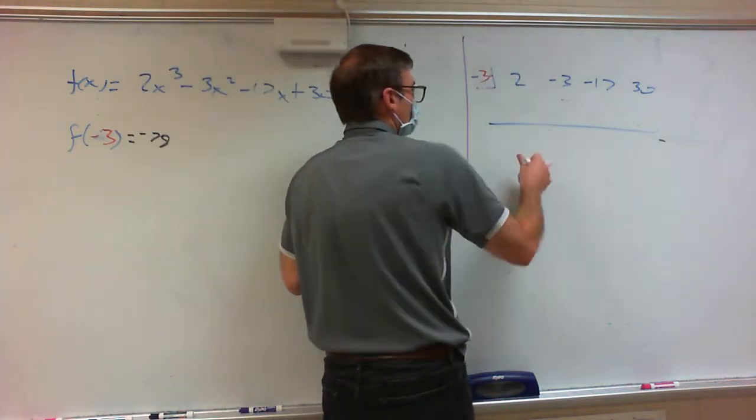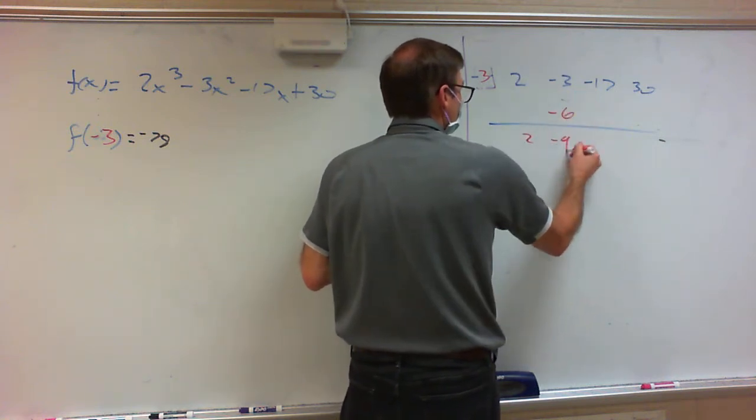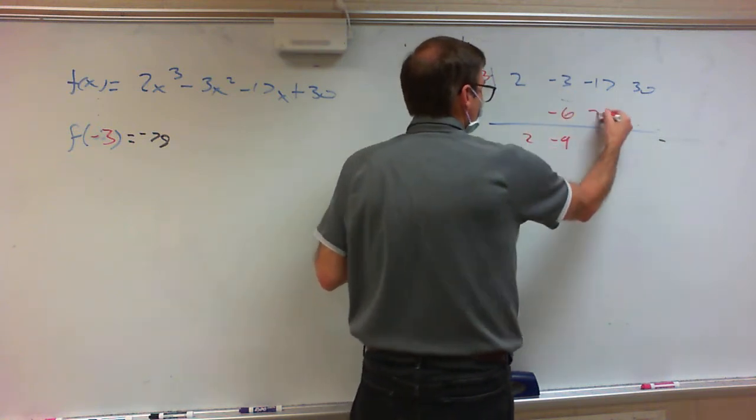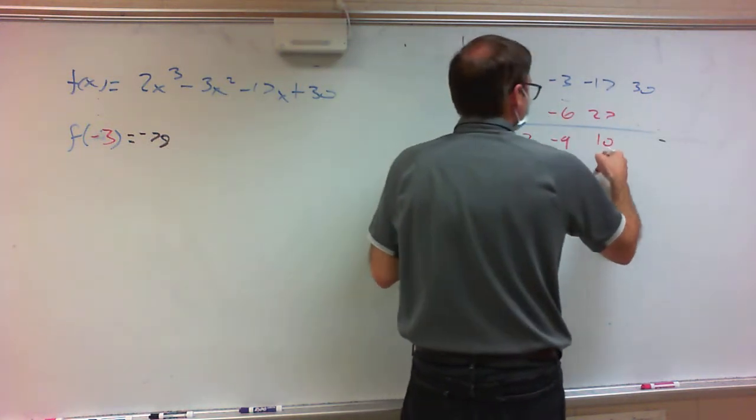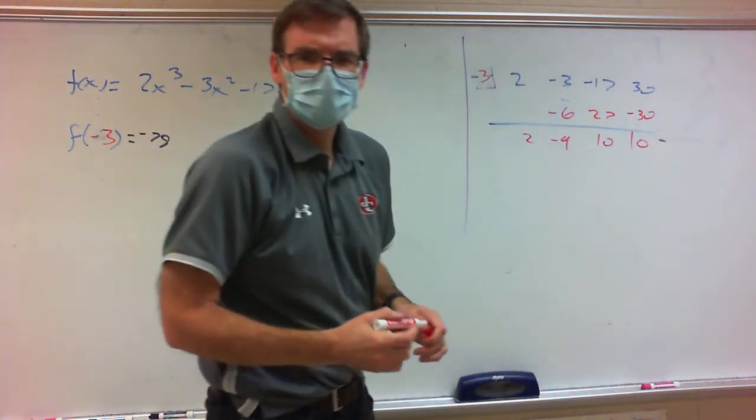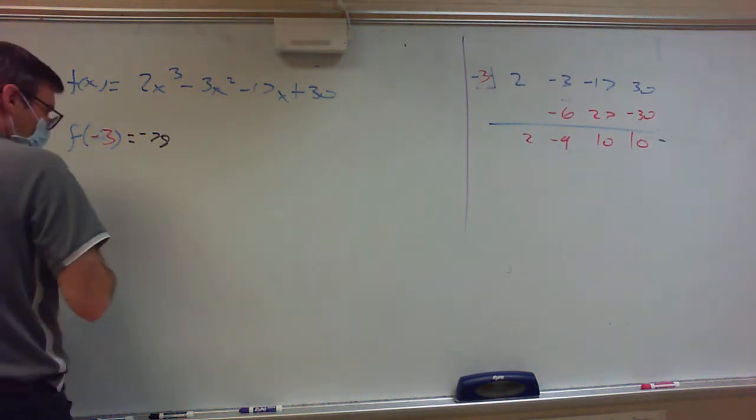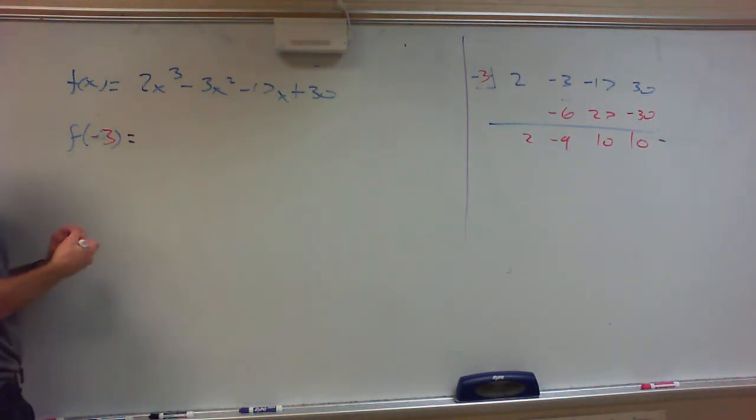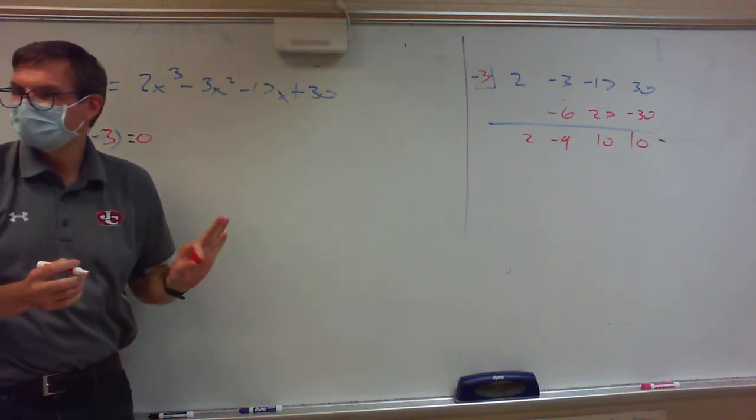So we go through, we bring the 2 down. This times this gives me a negative 6, gives me negative 9. This times this gives me 27, which gives me a 10. This times this gives me a negative 30, and I get a remainder of 0. Okay? So that means f of negative 3 is 0, right?